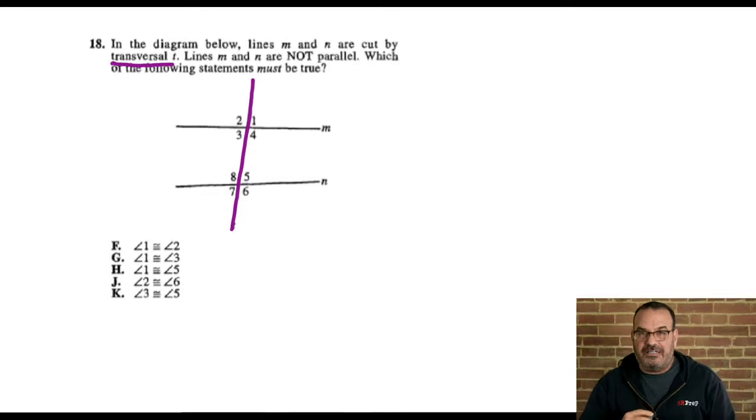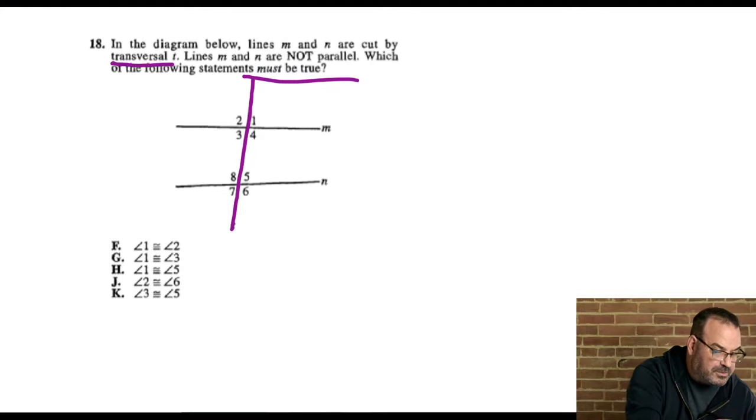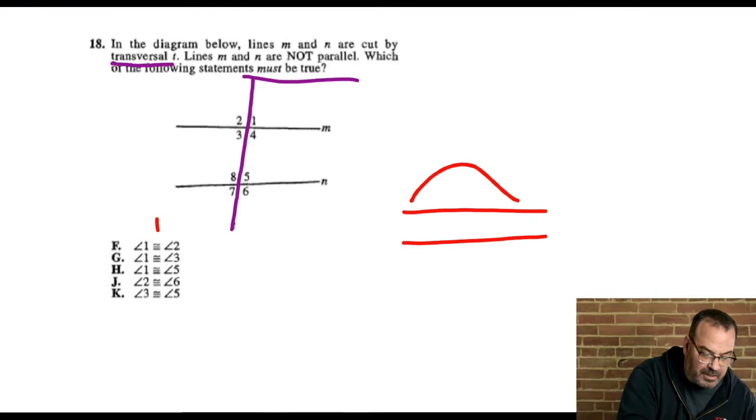But M and N are not parallel, so which of the following statements must be true? So what we're looking for is 1 is equal to 2. This sign here, this equal sign with the line above it, means of equal measure. It means congruent. In strict math terms, angles aren't equal, they're congruent. Because to be equal, they have to be the same exact angle. So this is a weird math thing. The squiggly line by itself means approximate. So this is approximately equal or congruent.